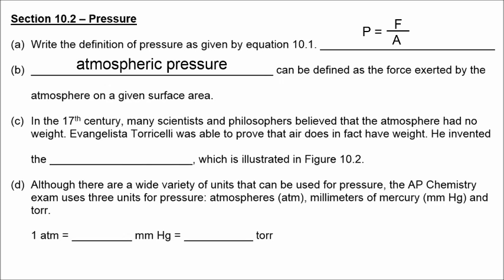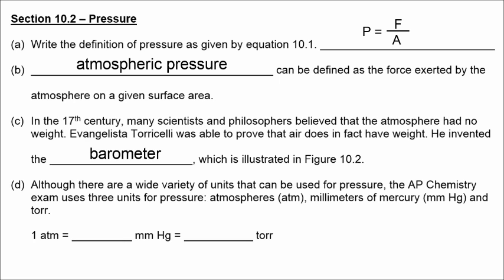In the 17th century, many scientists and philosophers believed that the atmosphere had no weight. Evangelista Torricelli was able to prove that air does in fact have weight. He invented the barometer, which is illustrated in figure 10.2.